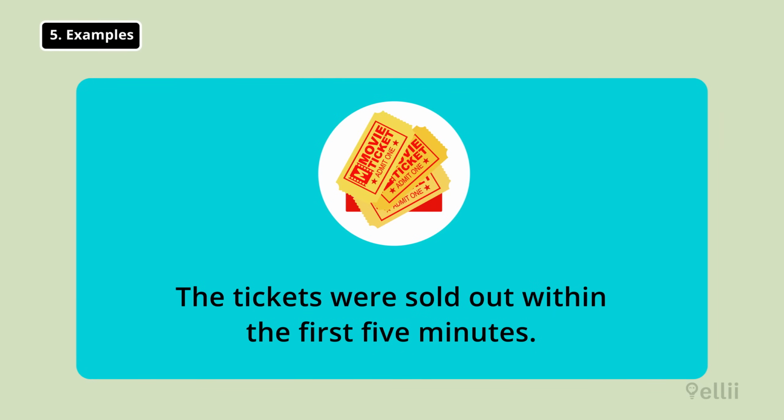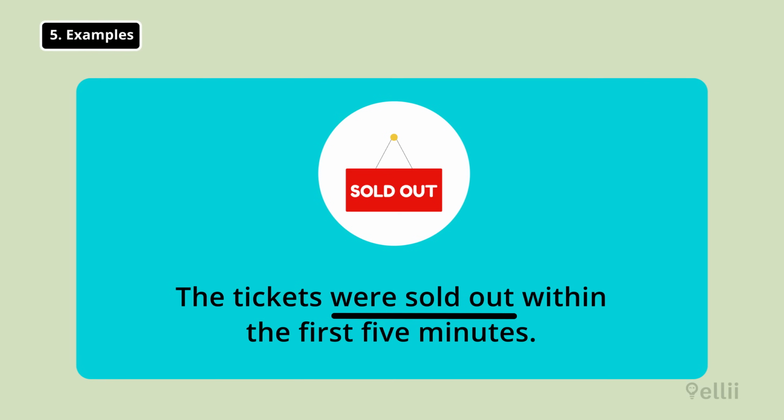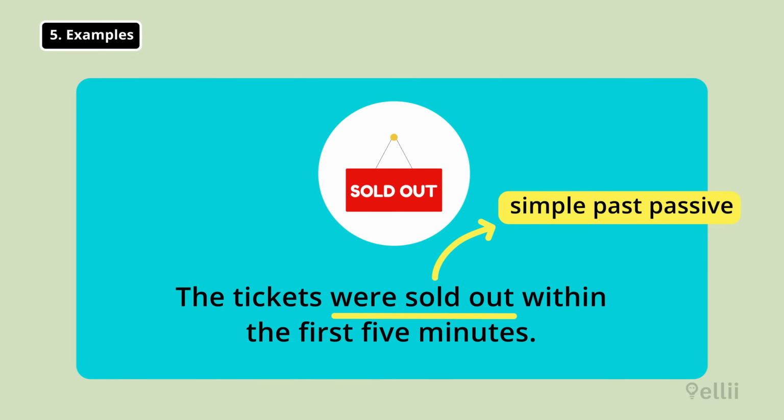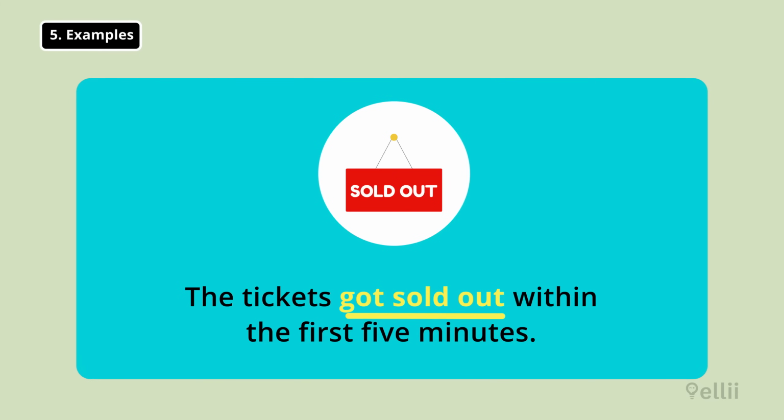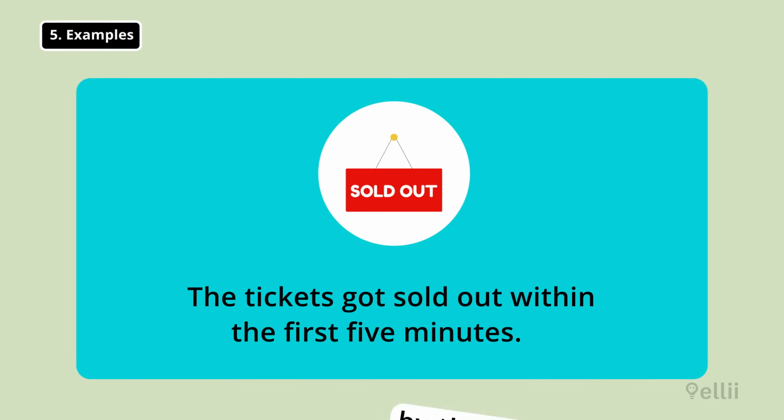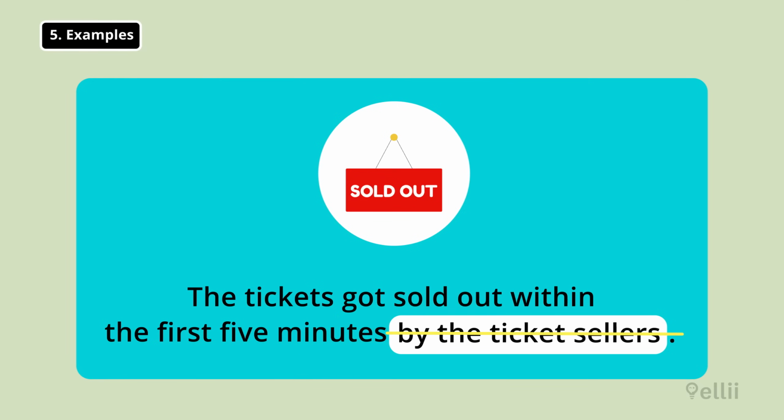The tickets were sold out within the first 5 minutes. Oh! This is a simple past passive sentence. We can say, got sold out to make it more informal. There's no by someone phrase in this sentence because it's obvious that the action was performed by the ticket sellers.